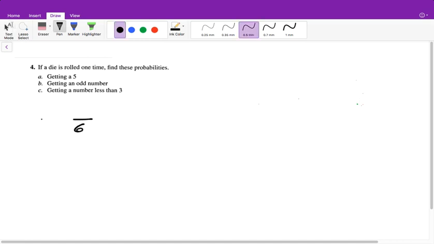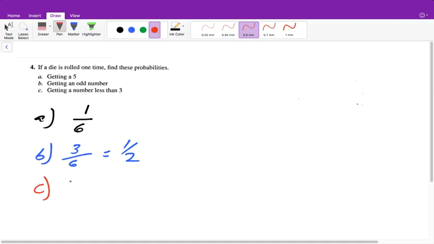There are 6 possibilities, and there's only one 5 on the die, so it's 1 out of 6. Getting an odd number: we have 1, 3, and 5, so there are 3 of them out of 6 possibilities, so it's 1 out of 2. And then the last one, getting a number less than 3, so there's just 1 or 2, so there's 2 possibilities out of 6. So that means it's a 1 out of 3 chance.